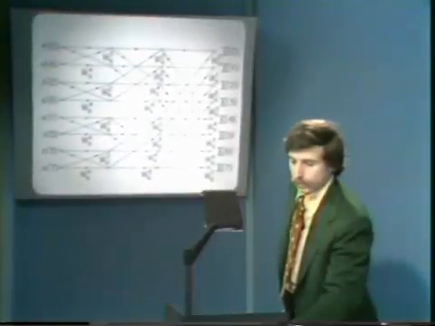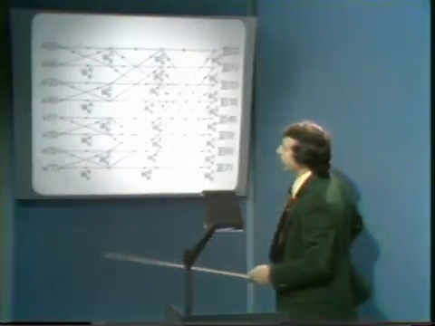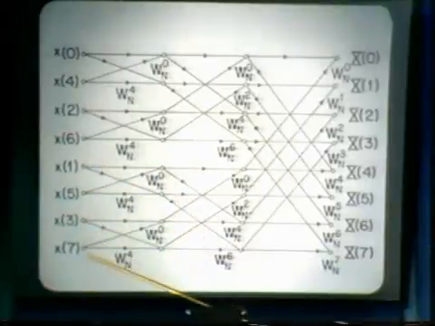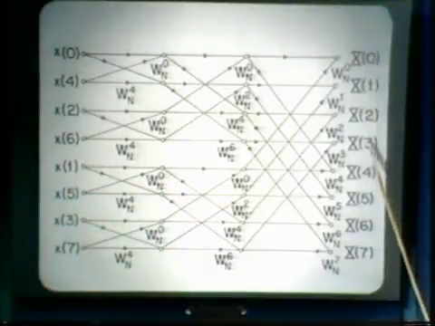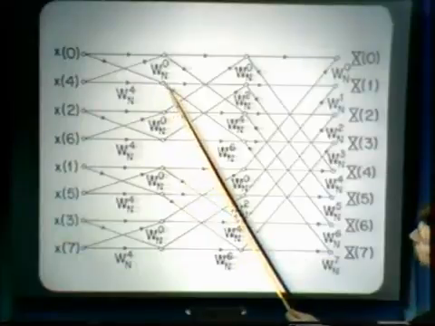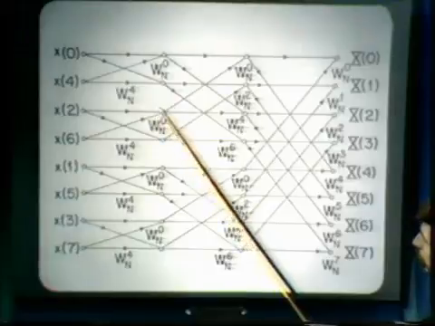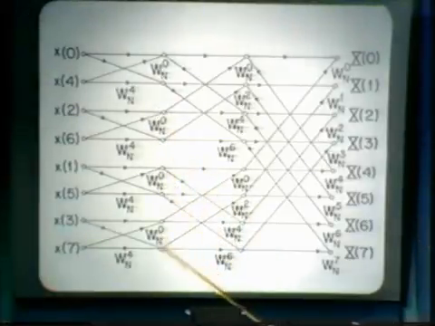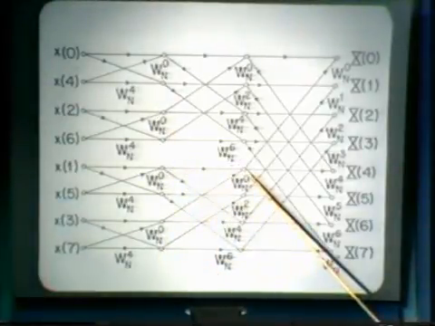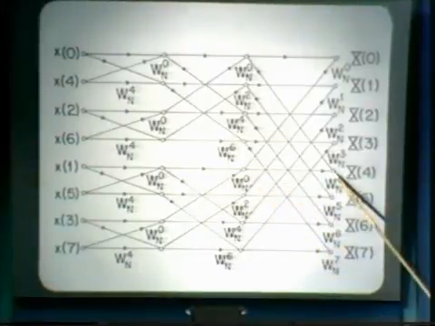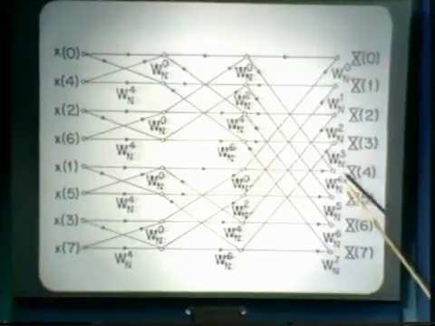the resulting flow graph for the entire computation is as I show here, where we have the input points and the output points. Here we're computing the 2-point DFTs, combining those together to get the 4-point DFTs, combining those together to get the 8-point DFTs, etc.